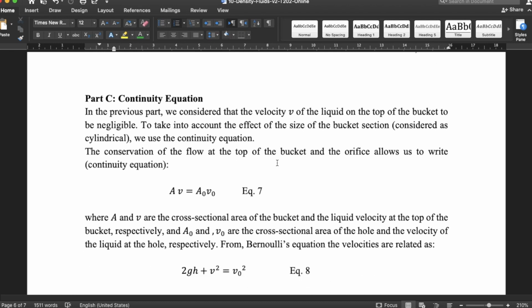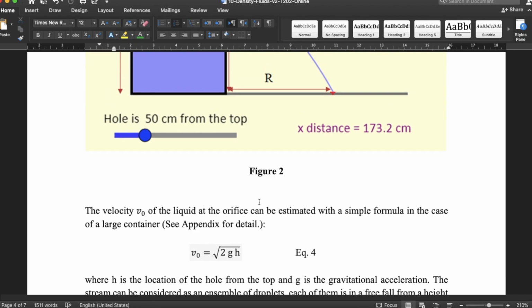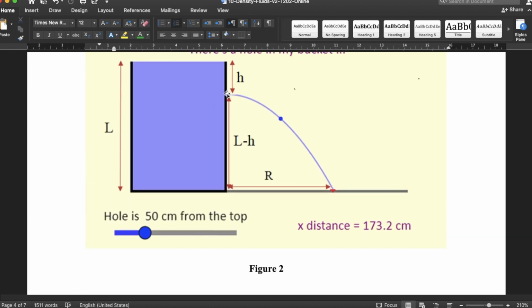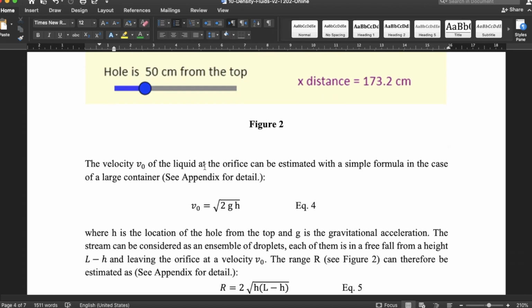Now in the last part, we will not do a new experiment. So you can think of it as a continuation of the previous part. Now we did not tell you, it was hidden, but in deriving this equation, which is the velocity of the fluid that is emerging from the opening, we assume that the velocity of the surface is 0. So in part C, we will assume that this value is not 0. So you will end up with a correction of this formula in part C.